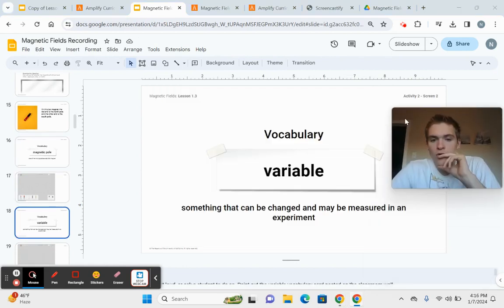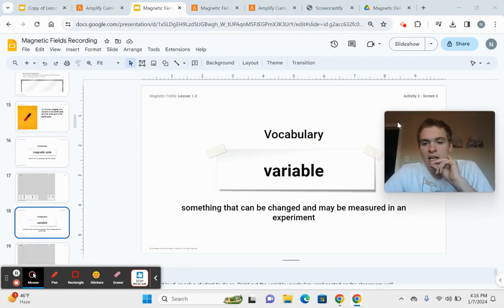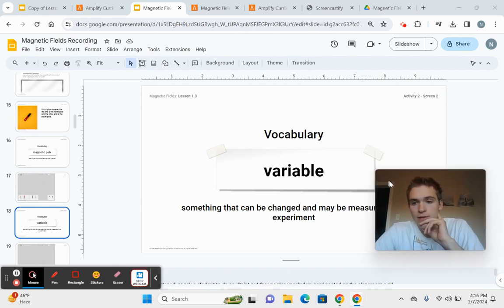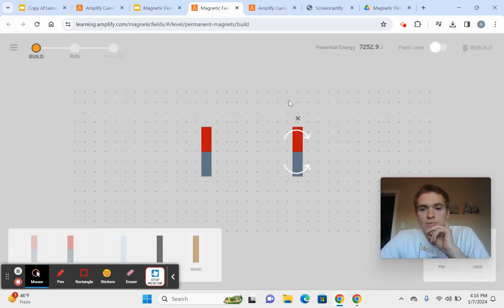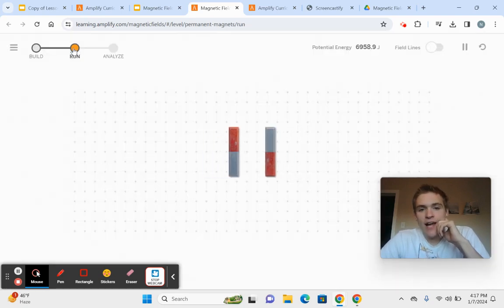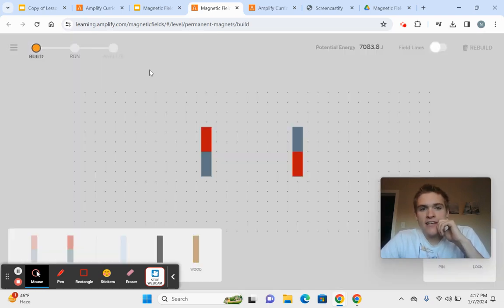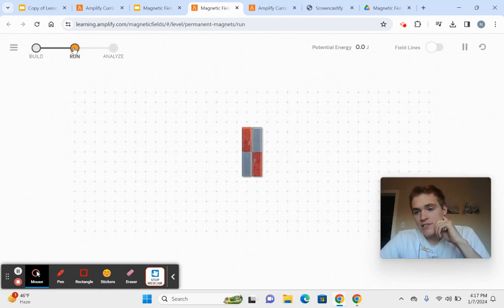A variable is something that can be changed or may be measured in an experiment. So in this experiment, what if I rotate this magnet? So the South Pole is closer to the North Pole on this magnet, and the South Pole here is closer to the North Pole on this magnet. Take a second to predict what will happen. Okay, thank you for predicting that. Let's see what happens. These objects, as you can see, will be attracted to one another. How cool is that?